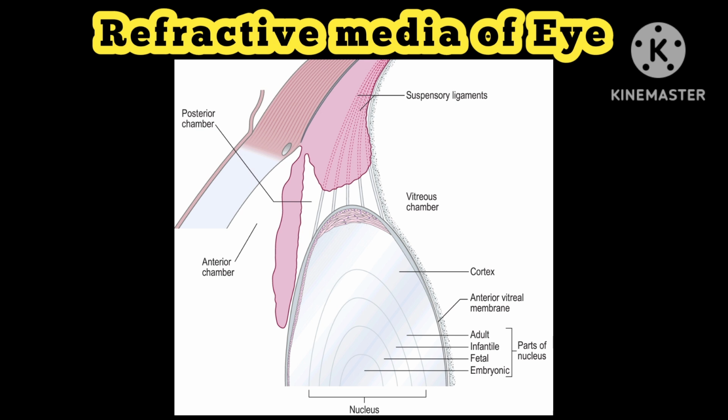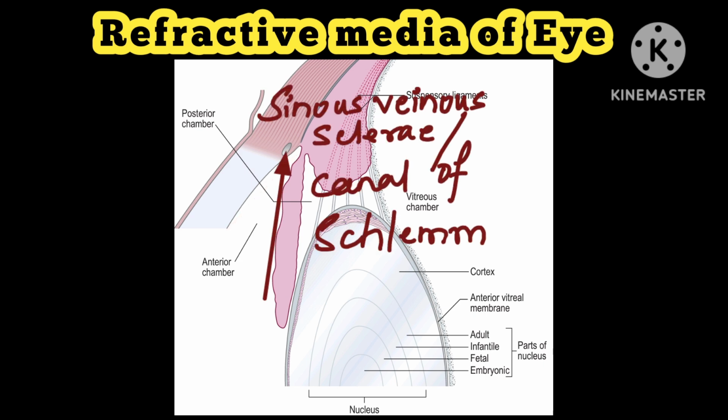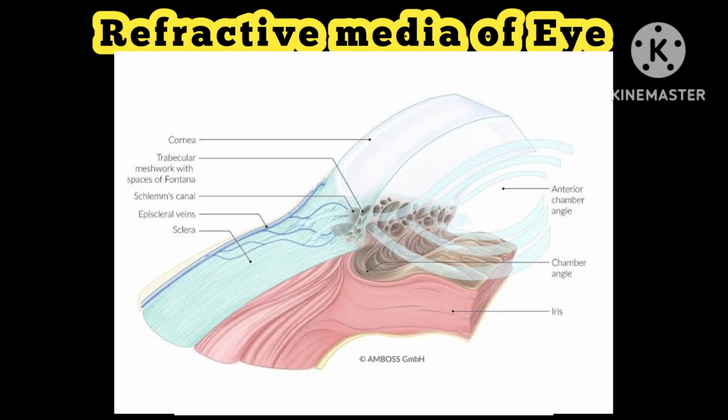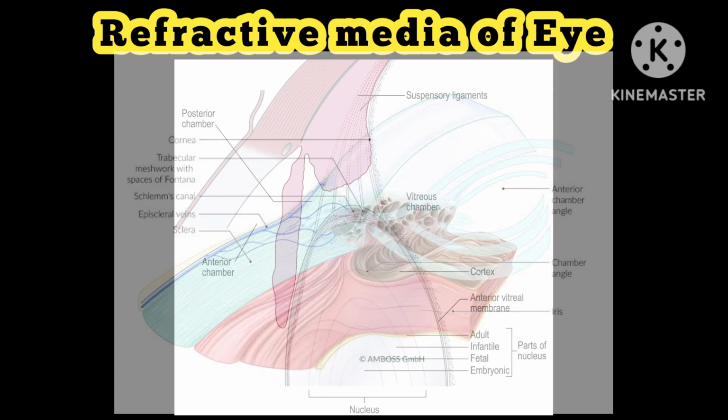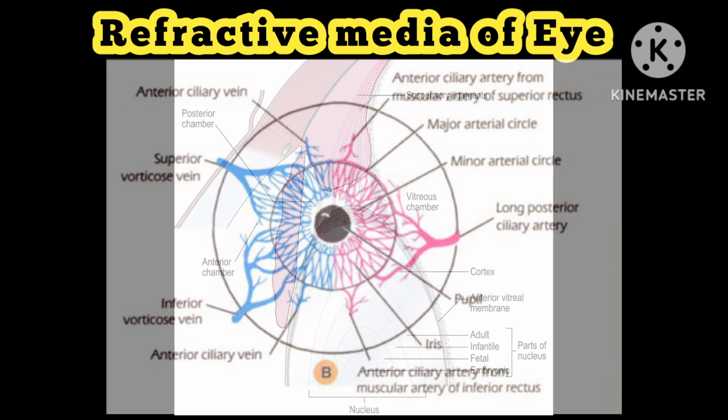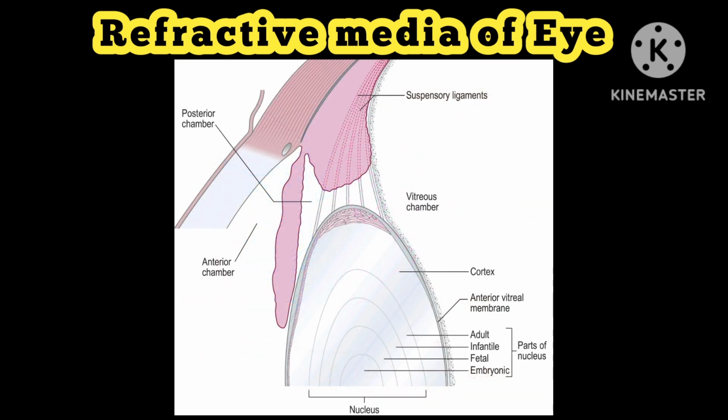On reaching the iridocorneal angle, the fluid finds its way into the sinus venosus sclerae, which is known as the canal of Schlemm, through the endothelial lined spaces of the trabecular tissue, which are known as spaces of Fontana. Finally, it is drained into the anterior ciliary veins through the aqueous vein. Some amount of the fluid is also absorbed through the anterior surface of the iris into the iridial venous plexus.